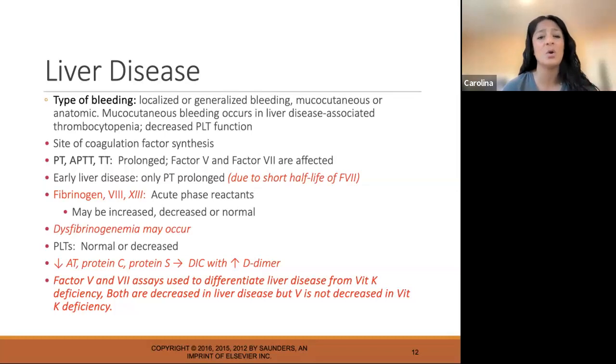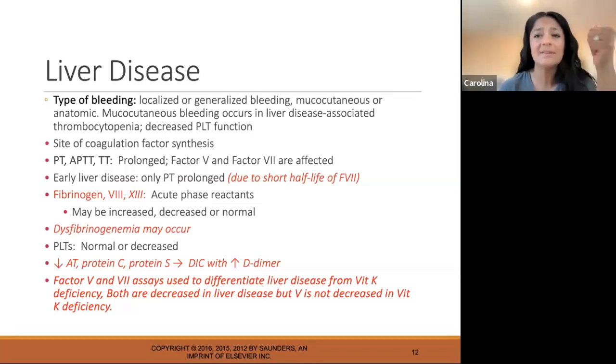Factor 7, as you know, has the shortest half-life, right? And in early liver disease, the PT is the only test that will be prolonged, and that's because of factor 7, because factor 7 has a short half-life. So that's one of the first factors to start becoming decreased, and we will reflect that in the PT test. So early on, you may not see the APTT or the thrombin clotting time be prolonged, but you may see that the PT is prolonged right away.